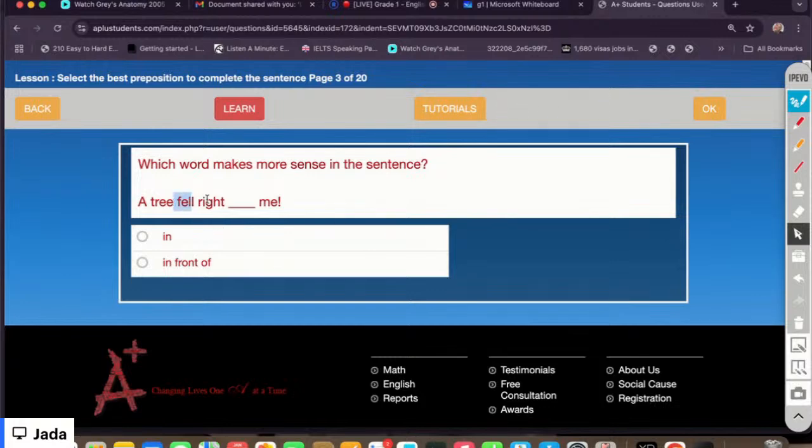A tree fell right dash me. So a tree fell right in me or right in front of me. Which one? So you cannot obviously say that the tree fell right in you. No, it has to be the tree fell right in front of you. So you were standing and then the tree fell in front of you.